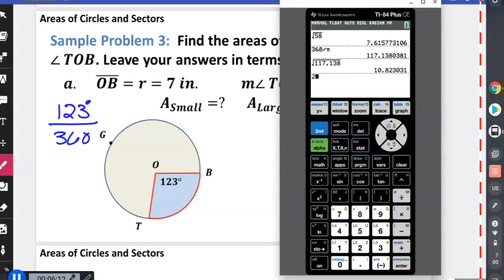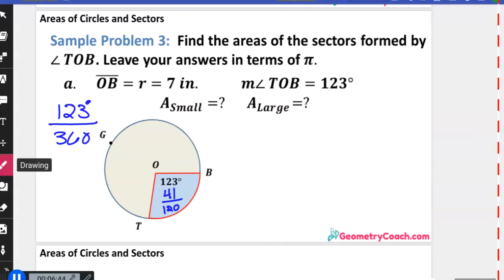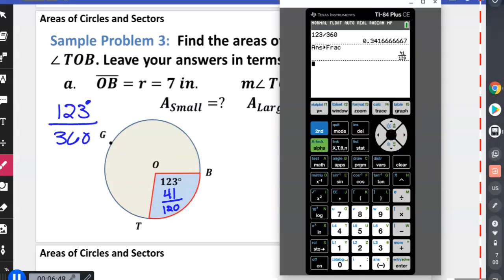I'm going to change that to a decimal. 123 divided by 360. All right, well, it's not a very nice decimal. So this is 41 out of 120. It's 0.34. It's 34% of the circle, which means the other part, 1 minus that, is 79 over 120 of the circle.